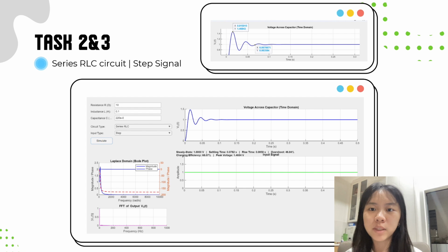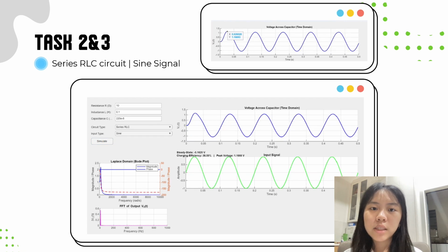and a settling time of 0.0782 seconds. The oscillatory response is due to complex conjugate poles as energy exchanges between the inductor and capacitor. The FFT confirms broadband frequency content typical of a transient signal. Under a sine input, the series RLC acts as a bandpass filter. The output peaks at 1.1668 volts, showing resonance amplification. The waveform is smoother, allowing signals near the resonant frequency to pass.